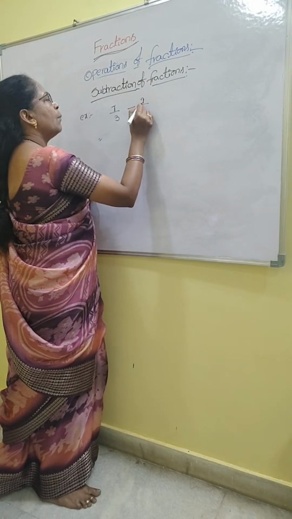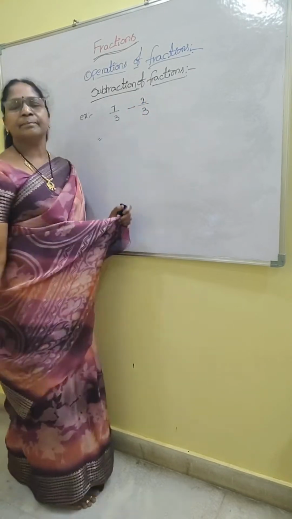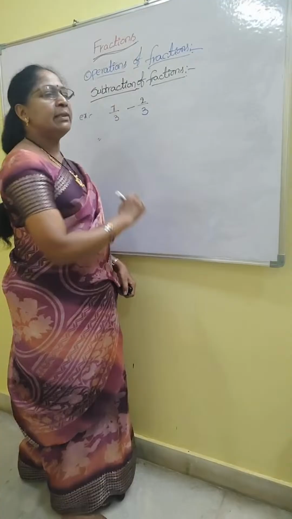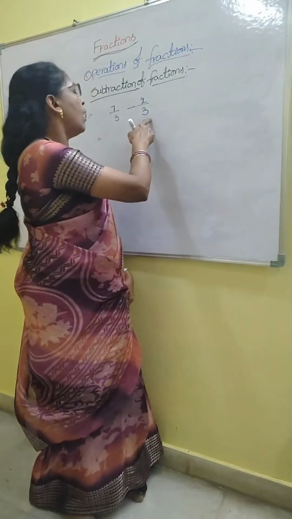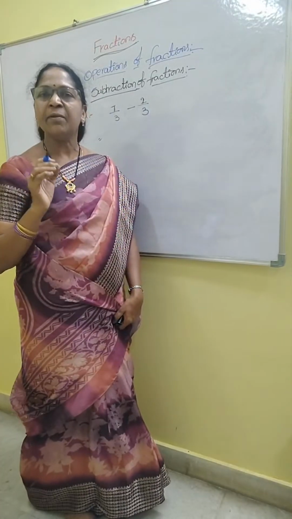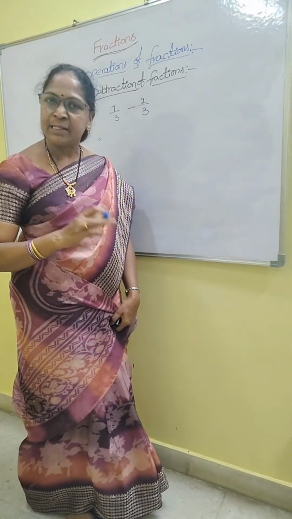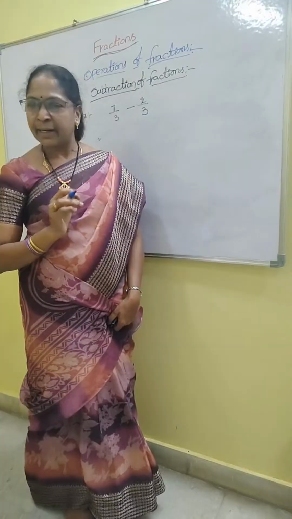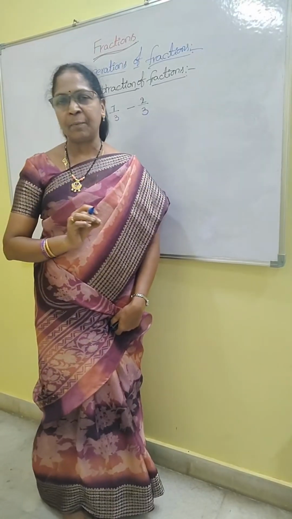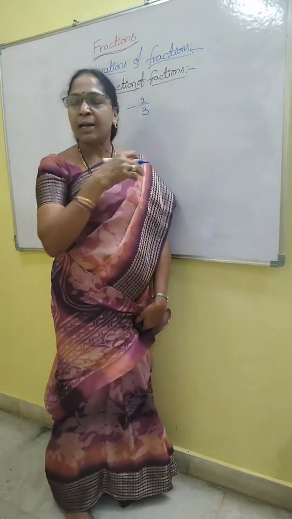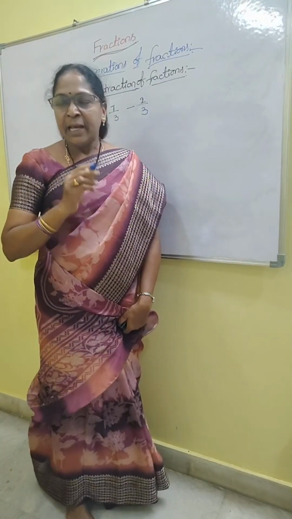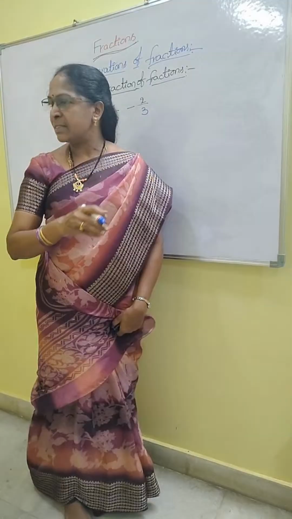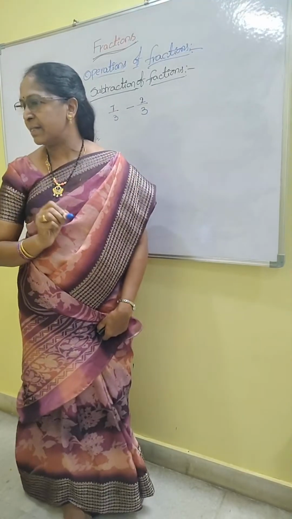By 3 minus 2 by 3. 7 by 3 minus 2 by 3. Here, if you observe, are these two fractions like fractions or unlike fractions? Can you say? Please comment in the comment box. If these two are like fractions, then comment like fractions. If these two are unlike fractions, then please comment unlike fractions.